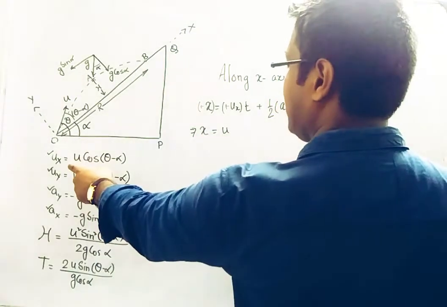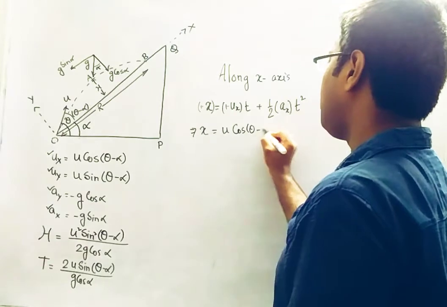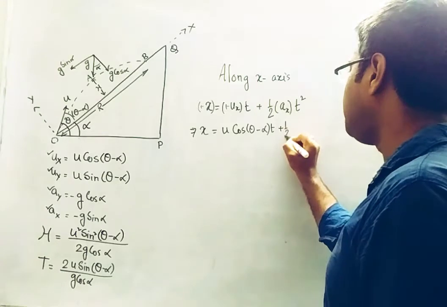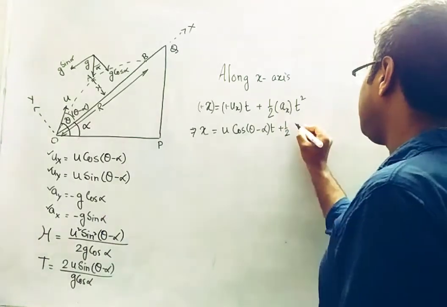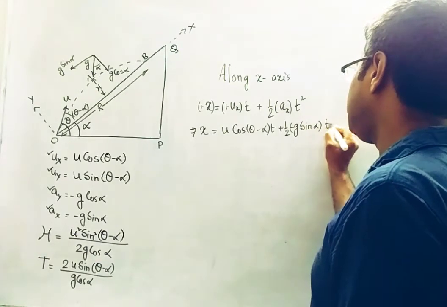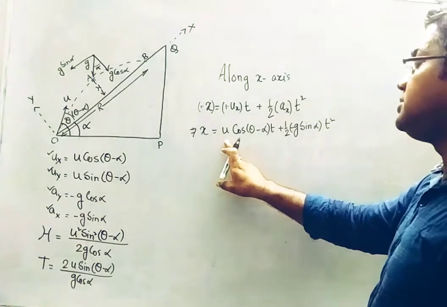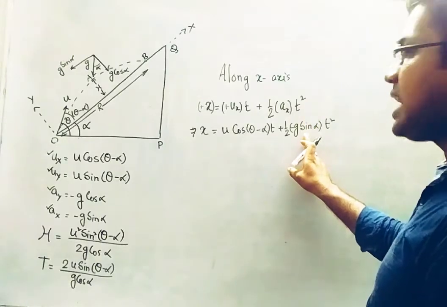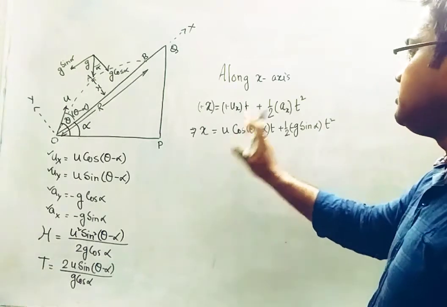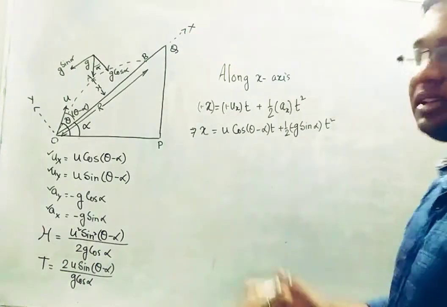Ux is plus u cos theta minus alpha. So u cos theta minus alpha into t, plus 1 by 2 ax equal to minus g sin alpha into t square. This is the equation of motion along the x-axis, and we have seen the initial velocity is not zero. The constant acceleration is not equal to the acceleration due to gravity but its component. So it is not exactly like the projectile motion that we discussed in the previous lectures.